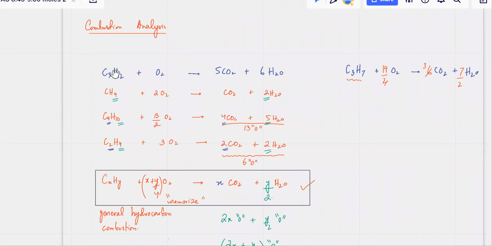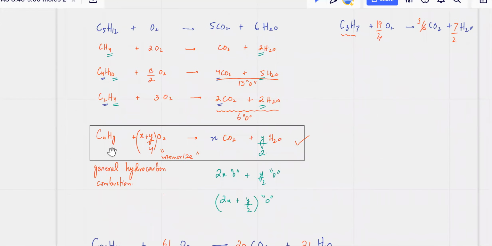Combustion analysis: whenever you have a hydrocarbon, you burn it, so you get a certain ratio. Oxygen would be this much used, carbon dioxide would be 1 mole, and 2 water molecules. If you burn C4H10, this would be 6.5 O2s, 4 CO2s, and 5 H2Os. Every time you get a different ratio, right? So we converted it into a general equation.